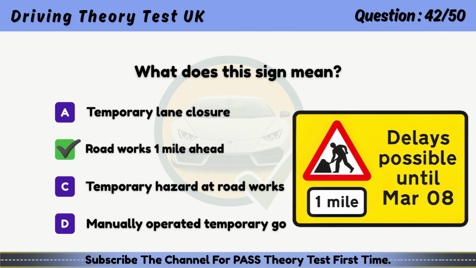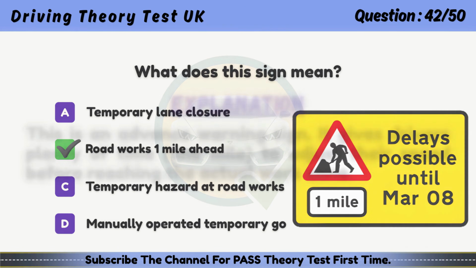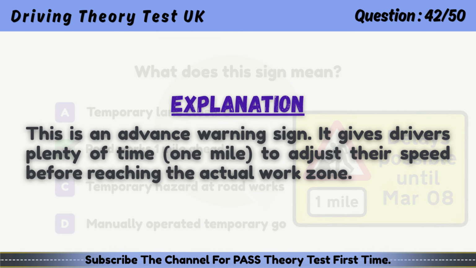Answer is B. Road works 1 mile ahead. This is an advance warning sign. It gives drivers plenty of time, 1 mile, to adjust their speed before reaching the actual work zone.